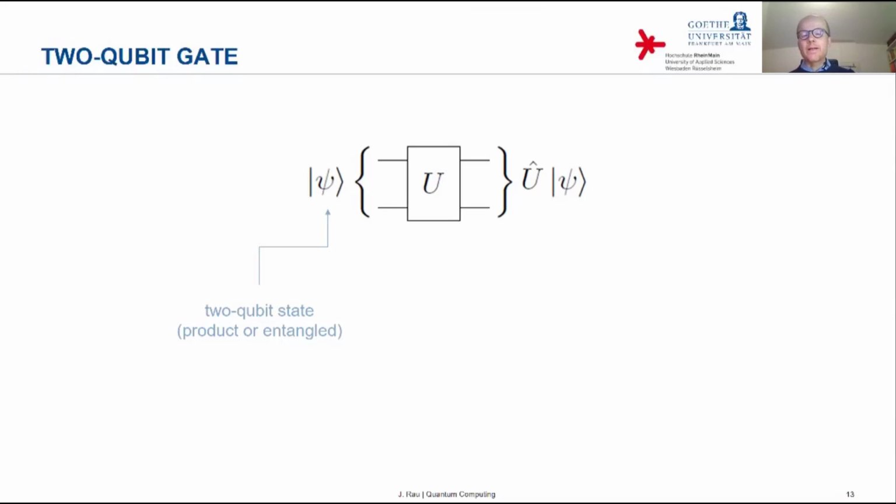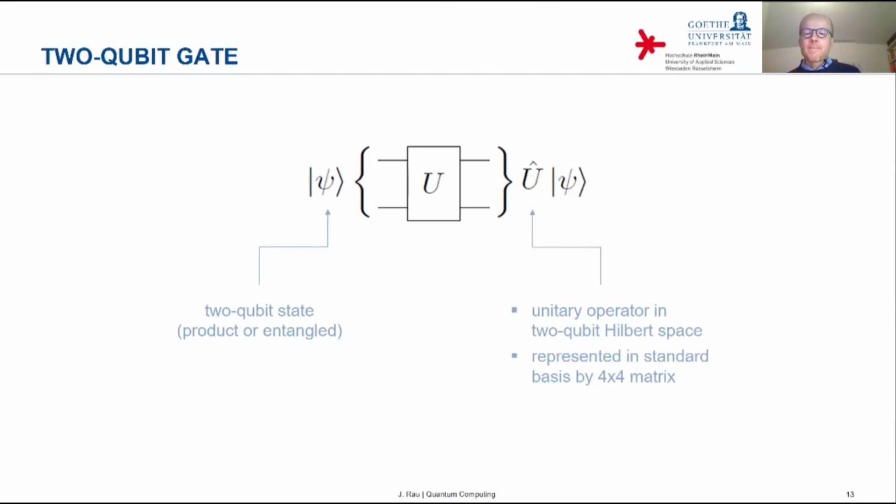The same holds for the output state. That can also be either a product state or an entangled state. That's all possible. The unitary operation that's taking place, as I said, happens in the 2-qubit Hilbert space. It's a 4-dimensional Hilbert space. So in the standard basis of this 2-qubit Hilbert space, this is represented by a 4x4 unitary matrix.